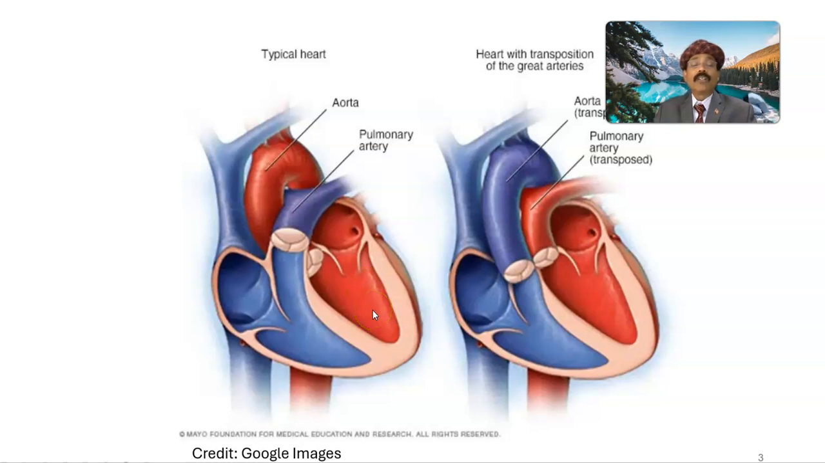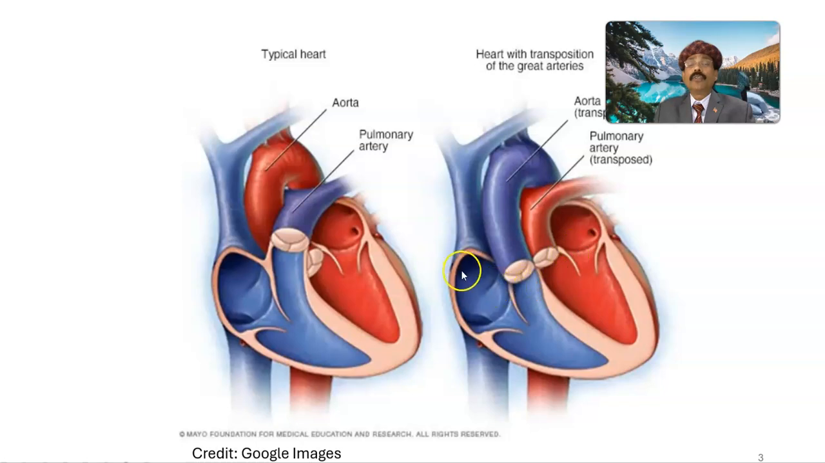From the left ventricle, by the pumping action of the left ventricle, blood will come out through the ascending aorta, arch of aorta, descending thoracic aorta, abdominal aorta, in this way. This is normal.